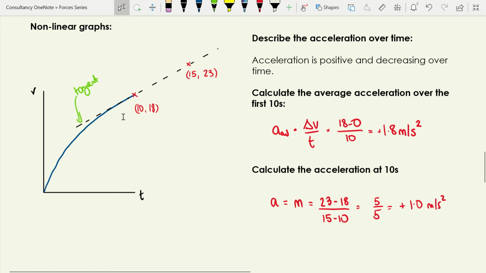So we can see our acceleration here is actually lower than our average acceleration has been, which kind of makes sense because the acceleration to start with was quite a lot bigger. So that does make some sense.